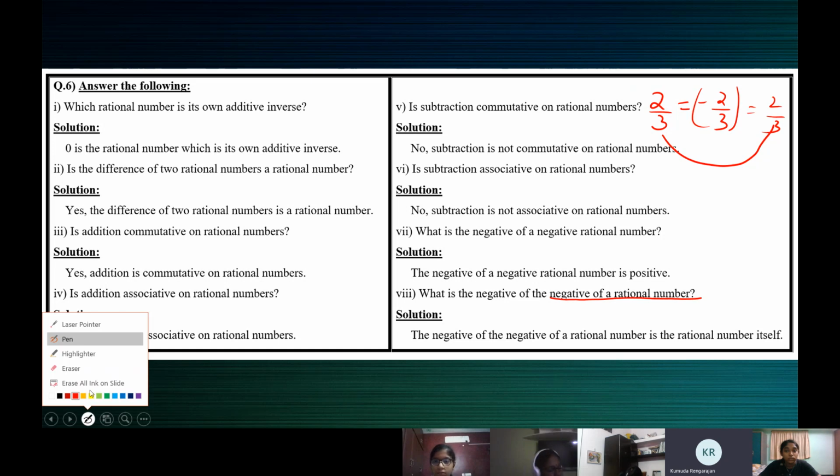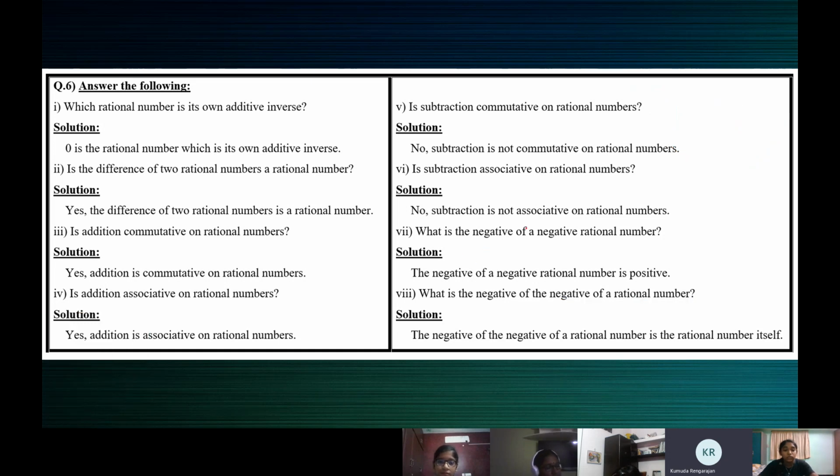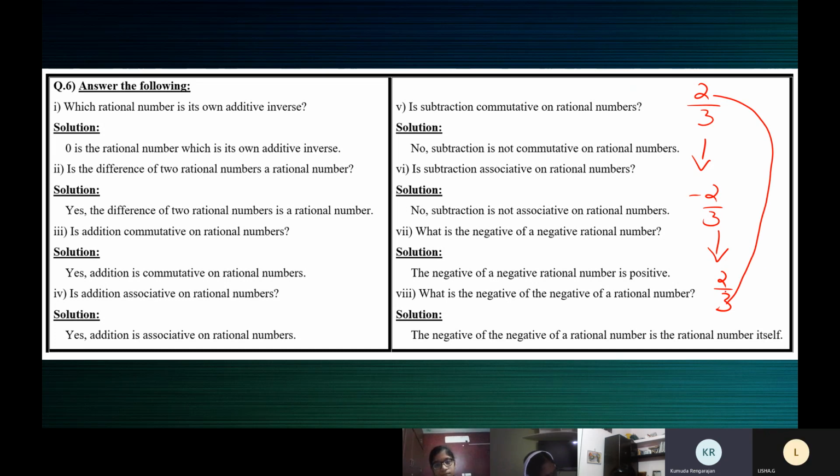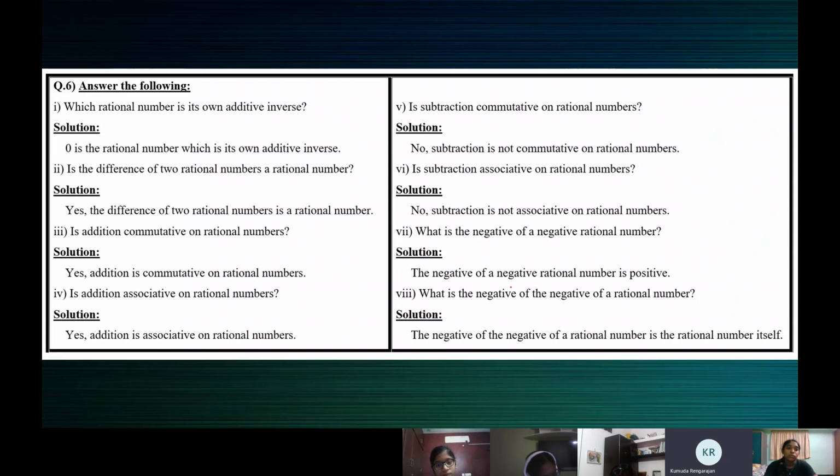Take a rational number, find its negative, and find the negative of that. So the final answer is the rational number itself. What is the negative of the negative of a rational number?